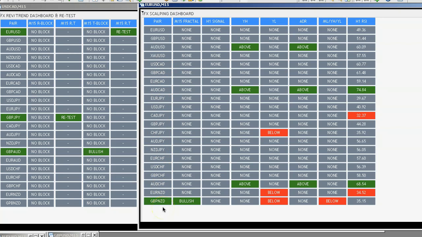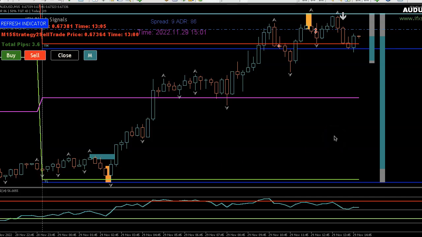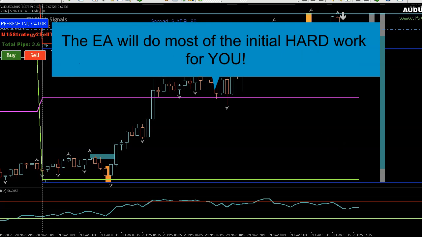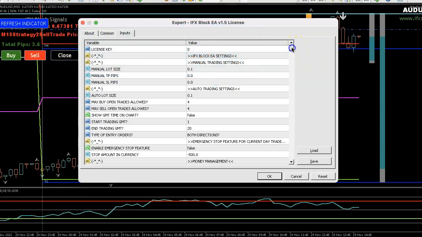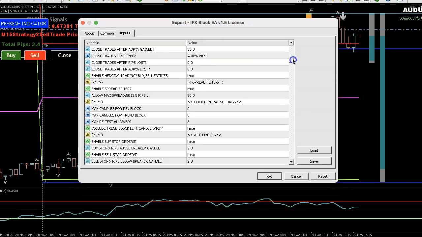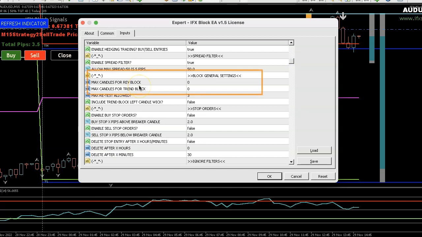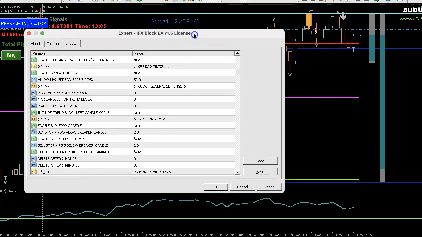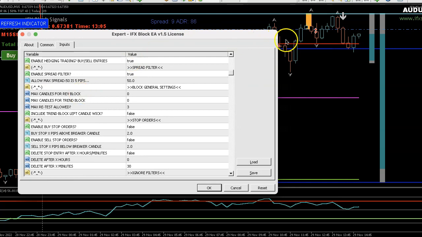So the idea is, again, that we analyze what's going on with the dashboard, right? And then go take a look for an entry. But again, the EA is going to do pretty much most of the hard work for us, which is the primary analysis, right? We have a couple of things in here that we already went over with the EA, but right over here, we have a couple of new features, which is maximum candles to form the reversal block, okay? So what it's going to do is, how many candles is this going to form, right? So this is the reversal block.